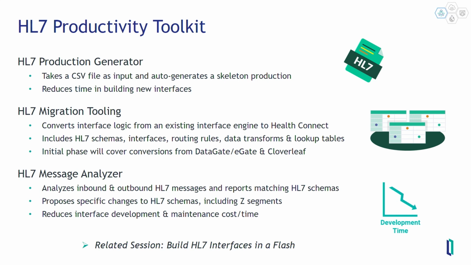The third one is called HL7 Message Analyzer, and this is all about analyzing inbound and outbound HL7 messages. Given these messages, this tool is capable of looking at them and deriving or matching HL7 schemas, to the level of proposing specific changes, including what Z segments you can use for a given interface. So you can reduce interface development time and cost, because otherwise you would need to do this manually, going through different messages and trying to figure out what is the right schema to use.